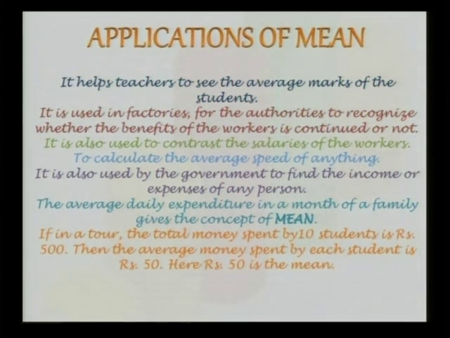For example, if in a tour the total money spent by 10 students is 500 rupees, then the average money spent by each student is 50 rupees. Here 50 rupees is the mean.